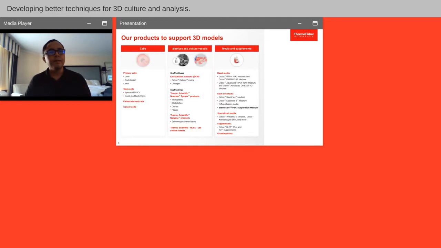So the 3D workflow that we support can support you from creating the model, characterizing, and also imaging and analyzing it. And for the model creation, it can be broken down into three more points: your cell source, how you're going to create the model with your matrix or culture vessels, as well as the media supplements as well.